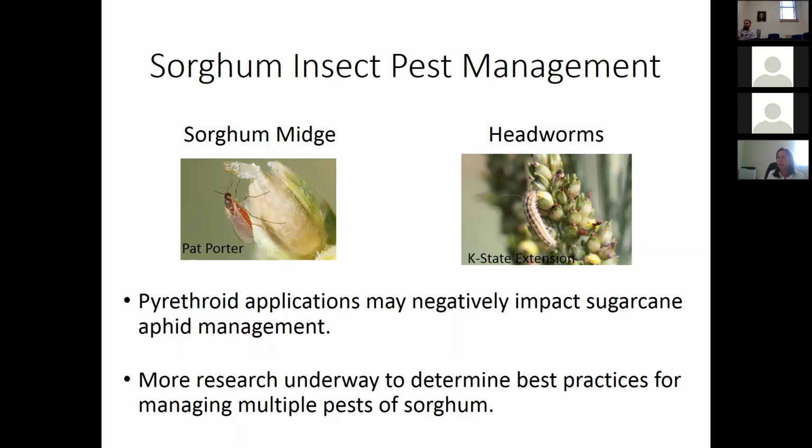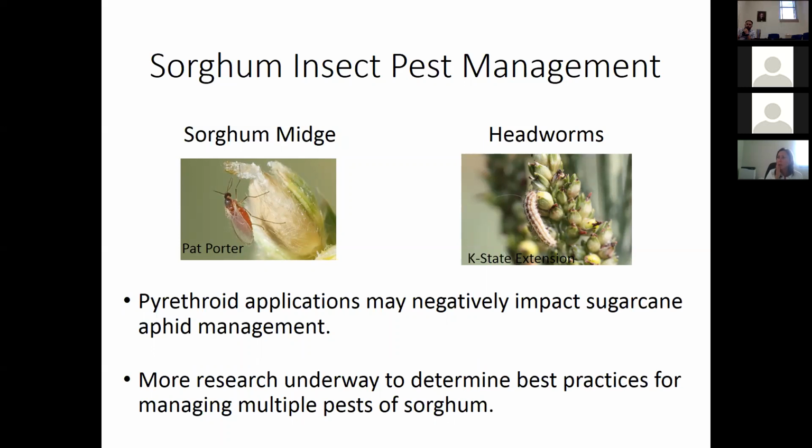And to date, the main concern is that pyrethroid applications that are targeted at the sorghum midge may negatively impact sugarcane aphid management. This is partially because the pyrethroids are harmful to beneficial insects that may provide a little bit of suppression for sugarcane aphid, but pyrethroids also seem to flare sugarcane aphid populations. So if you have sugarcane aphid populations at a time when you're managing sorghum midge, you'll need to keep this in mind and keep a close eye on your aphid populations.